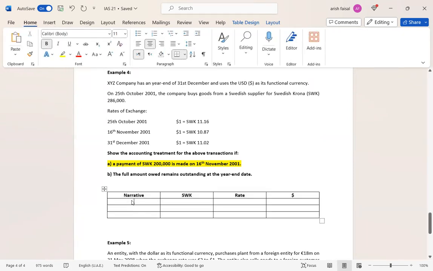So now what we are going to do is, okay, so you purchase goods. XYZ company purchases goods of 286,000. So you have your purchases over here with the amount of 286,000 in foreign currency. The rate at that time is 11.16. So 286,000 divided by 11.16. Again, I'm dividing because the dollar is strong. So 286,000 divided by 11.16. So you get 25,627.